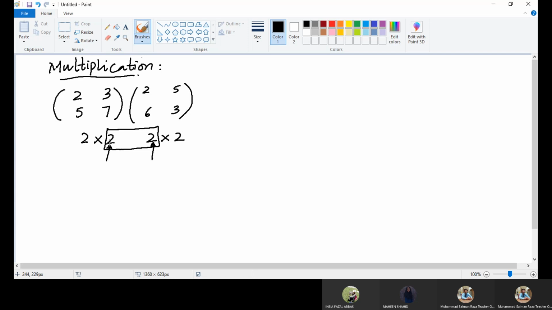Like 2 is written here and 2 is written here. The same numbers have to be written in order to check whether we can multiply them or not. And these two extreme 2s, whatever the number is written over here, will tell us the order of our resultant matrix. That when our final answer comes, the order of that matrix will be 2 by 2.